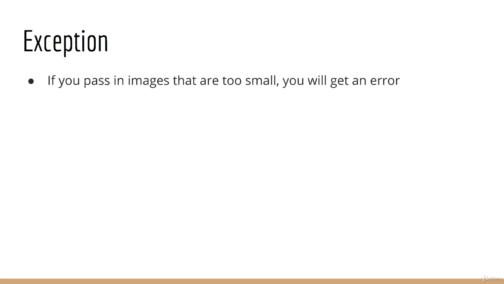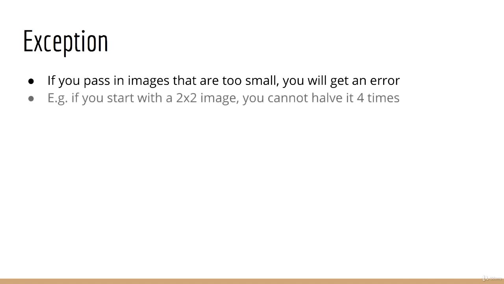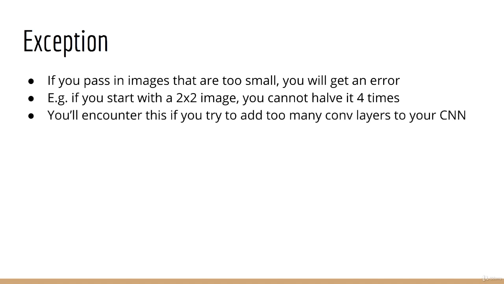The only exception to this is if your images are too small, in which case you'll just get an error when you try to run your code. For example, if your image starts out as a 2 by 2, then it's not possible to reduce the dimensions by half 4 times. You'll notice this happens if you do something like add too many convolutions to your neural network.